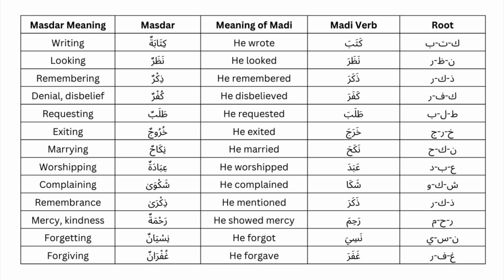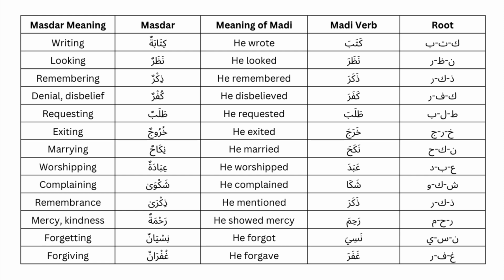This table is designed to help you clearly see the relationship between a verb and its masdar. Before we go into the rows, let us first understand the columns, because this is the key to reading the table properly. We start from the right side. The last column shows the root letters, usually 3 letters, which form the base of the word. For example, kaf, ta, ba are the roots related to writing. Next to that, we have the madi verb, which is the past tense form, such as kataba.